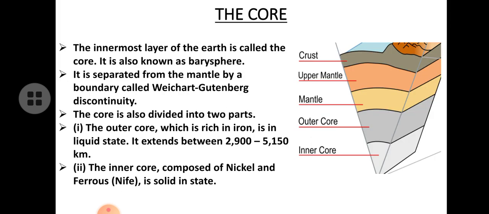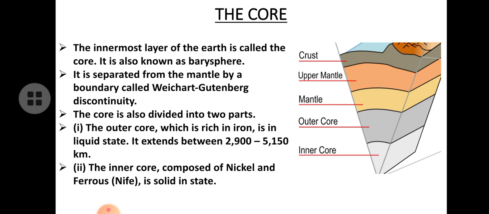Now we move into the third part of our earth, that is the core. The core is the innermost layer of our earth. It is also known as barysphere. The boundary between mantle and core is named as Gutenberg discontinuity. And the core is also divided into two parts: the outer core and inner core.